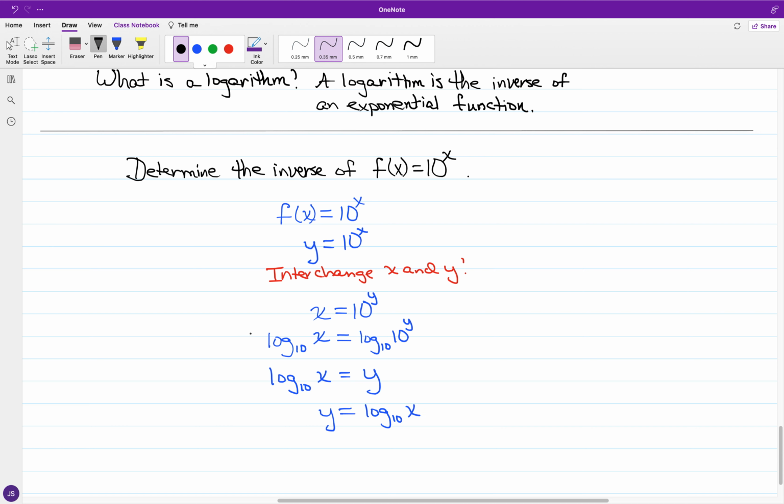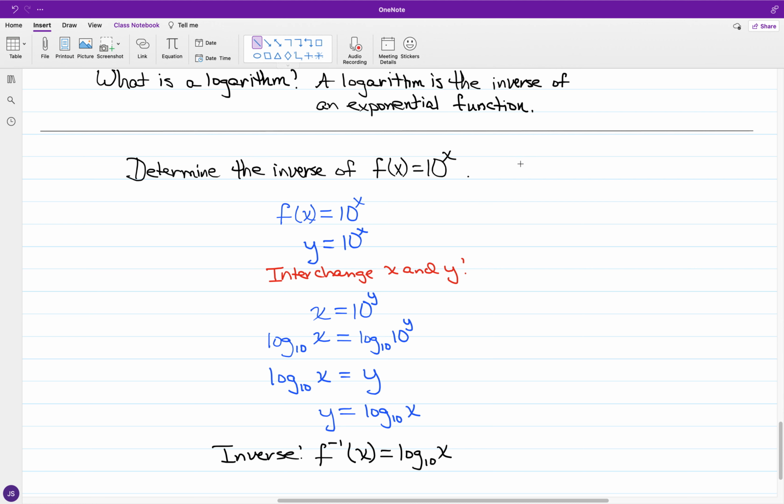Okay, so for the inverse, we have y is equal to the base 10 logarithm of x. Using the inverse notation, the inverse of f of x is equal to the base 10 logarithm of x. And just to show you how the expressions are going to line up.